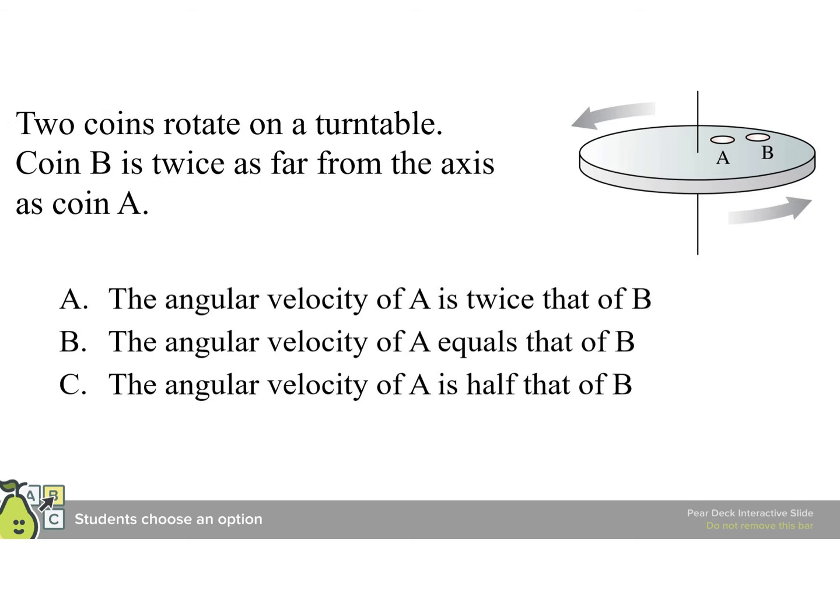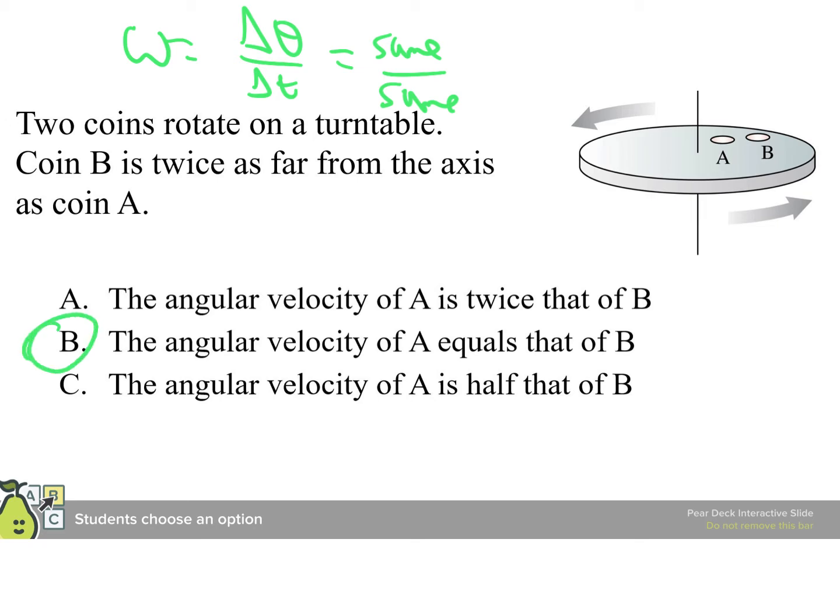The key insight here is to recognize that during one revolution, they go through the same angle, namely 2 pi. And they take the same amount of time because they're on the turntable, which is rotating at some fixed rate. So the angular velocity, omega, which is delta theta over delta t, is the same over the same. So it must also be the same.